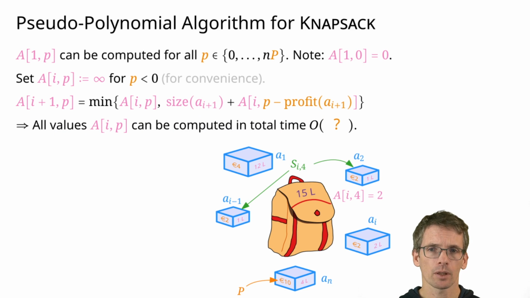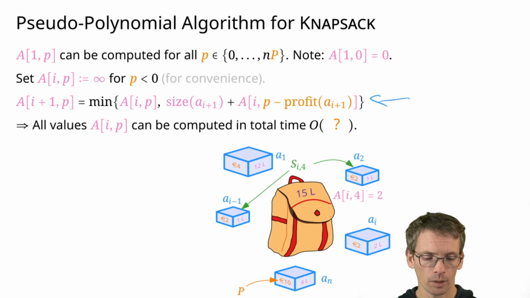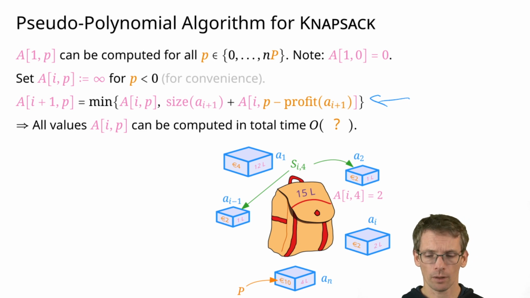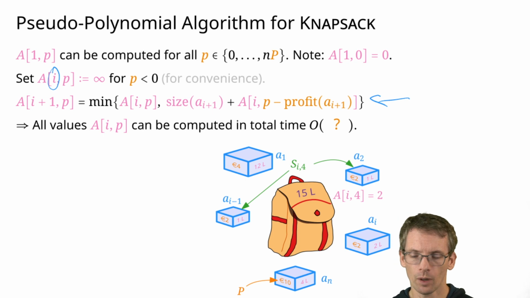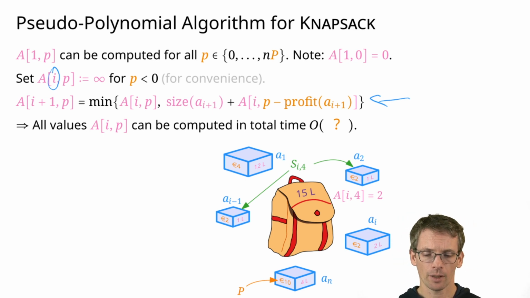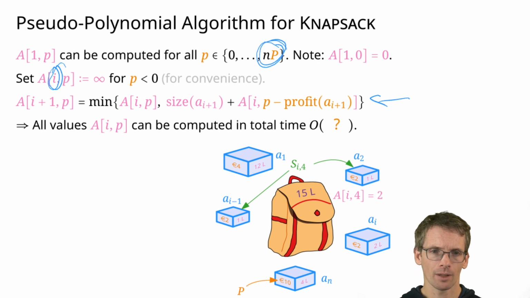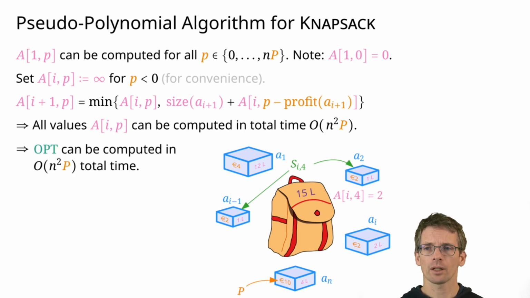So what time does it take to compute these values? If you look at the recurrence, this can be computed per A_{i,p} in constant time. So we just have to think about how many values we compute. We're going through i from 1 to n, so that is n. And then for p, we go from 0 to n times p_max, so that is n times n times p_max. So overall, this takes n squared times p_max time. So we can compute the optimum in O of n squared times p_max time.